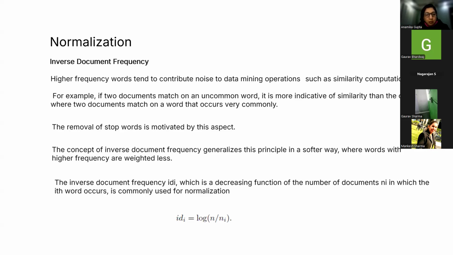So suppose there are 3 documents and all of them have the same word. Then this will become 3 upon 3, which is 1. Log of 1 is 0. That means if there is a word which is common in all the documents, then it loses its significance. Its IDF is 0. If N is fixed, which is 3, and Ni is 1, then this is log 3. If Ni is 2, then this is log 1.5. So it decreases in the reverse order.